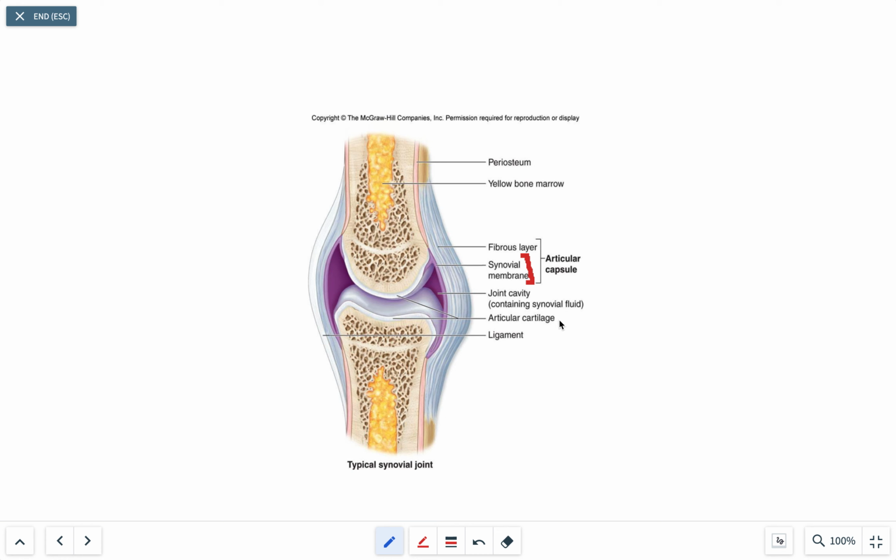The next part we see is the articular cartilage. That's another common characteristic of a synovial joint. It resembles the hyaline cartilage. Hyaline cartilage's main function is to provide frictionless movement between two articulating bones. They do not have a perichondrium, and the matrix is also composed of nutrient-dense materials for the cartilage.